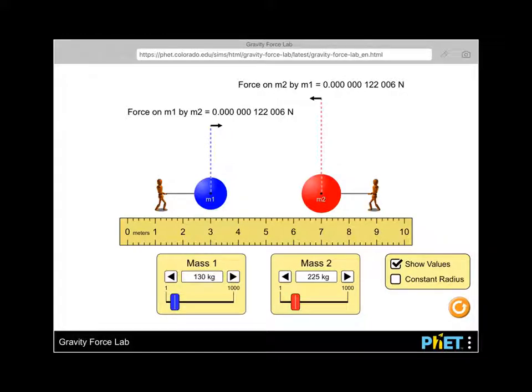But looky here, when I change the mass, notice that the forces change. And in fact, more mass, more force. Doesn't matter which mass. Can't do both at the same time. Not wired that way. More mass, more force. That means there's a direct proportionality between mass and force. In fact, the force is dependent on the mass, because if I change the mass, the force changes.